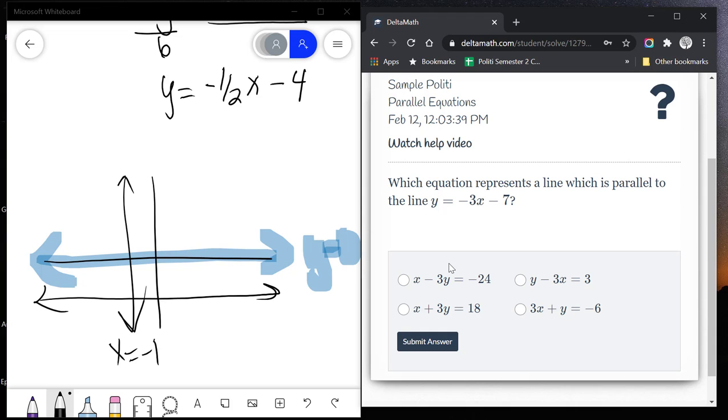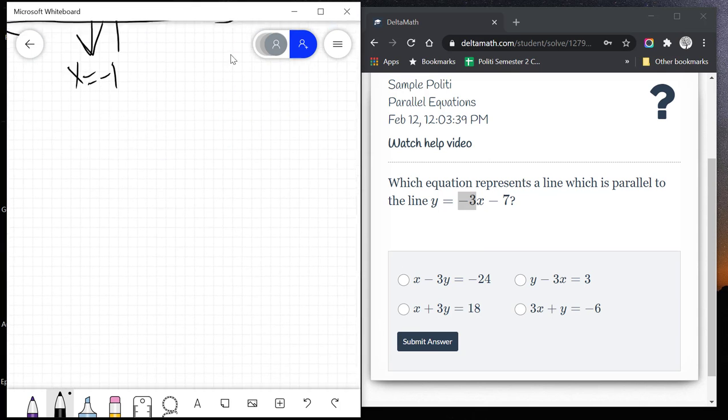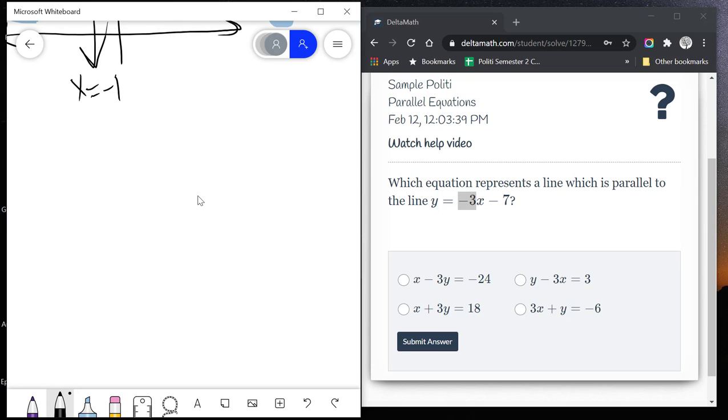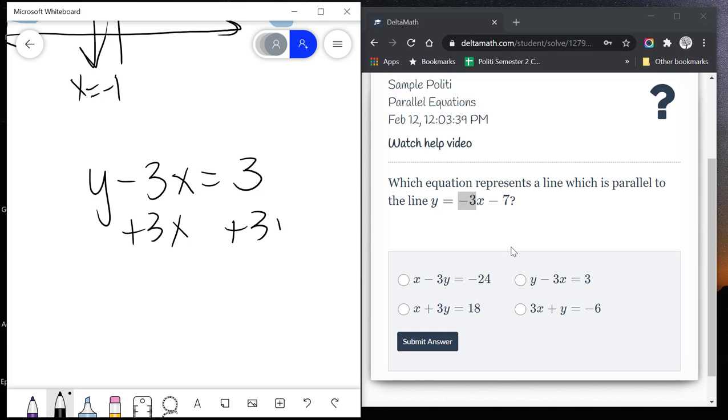Like for this one, I can see that this equation has a slope of negative 3. But which one of these equations has a slope of negative 3? Well, this is where the part before comes in handy. So let me start with this one. This one looks promising. Y minus 3x equals 3. To get then to y equals mx plus b form, I'll add 3x to both sides. So then I've got y equals 3x plus 3.